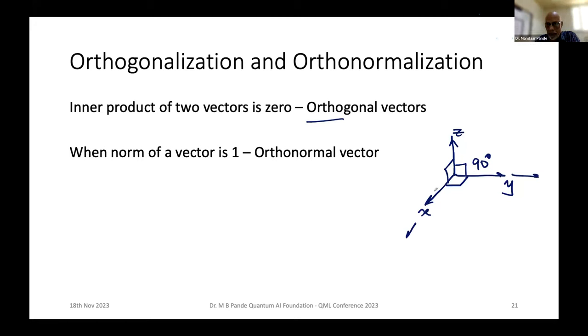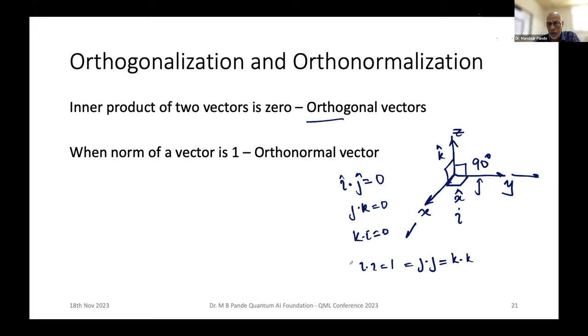Similarly, when I take the unit vector over here, which can be represented as X hat, or sometimes they also call it I, J, and K, if people remember their basic Cartesian coordinates. So you know that I dot J equals 0, J dot K equals 0, K dot I equals 0, and I dot I equals 1, and J dot J equals K dot K. All of them are equal to 1. So these are called orthonormal vectors.